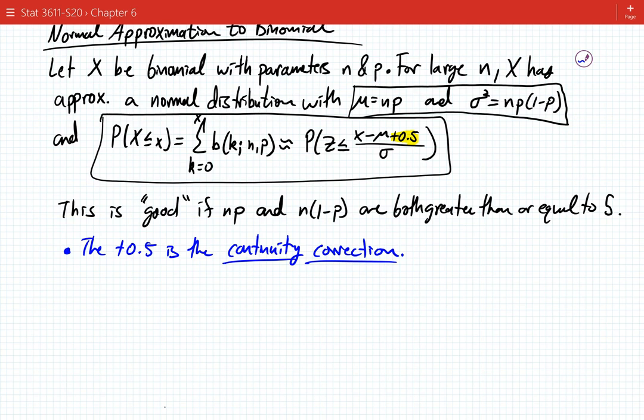All right? And so when you're using a continuous distribution, that 2.4 would essentially round down to 2. And so we would include that probability with that lower value there. So when we're adding that 0.5, this is a continuity correction because we're using a continuous distribution to approximate a discrete distribution.